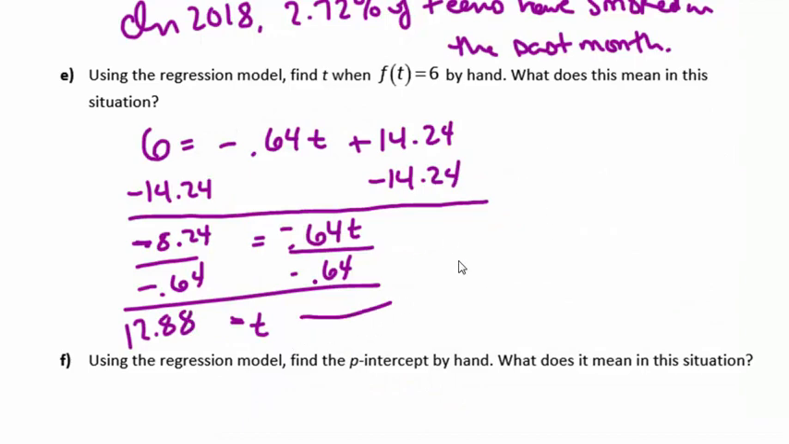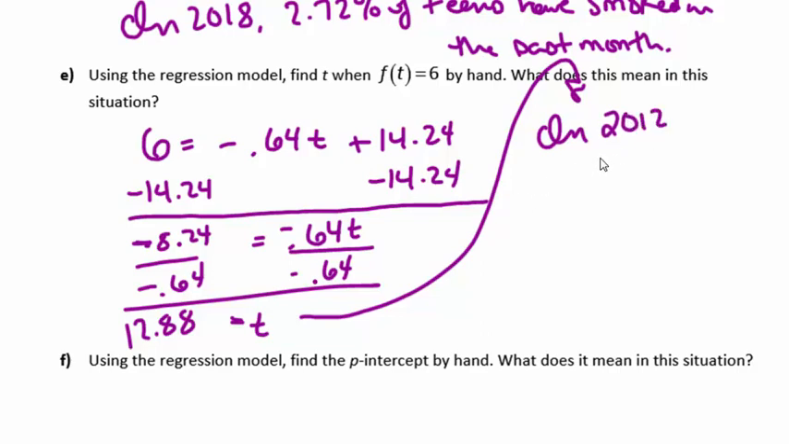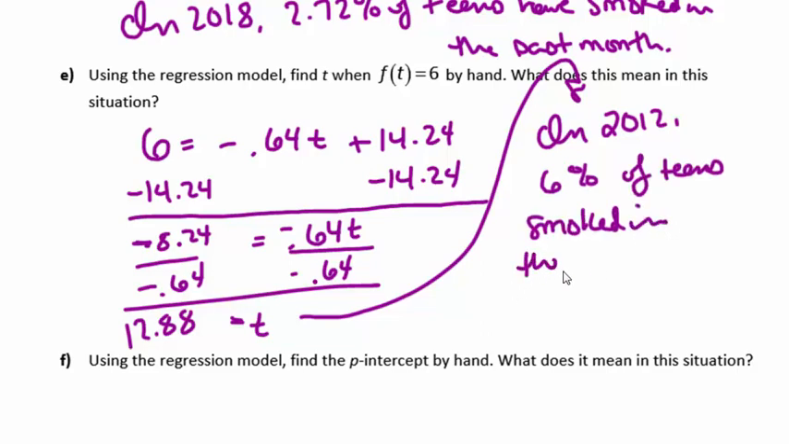These are years since 2000, so this means that 12.88 years since 2000 is going to be 2012 still. I don't round it to 13 because 2012 hasn't ended yet. We're still 8/10 of the way through, so it's still in 2012. 6% of teens admit to smoking in the past month.